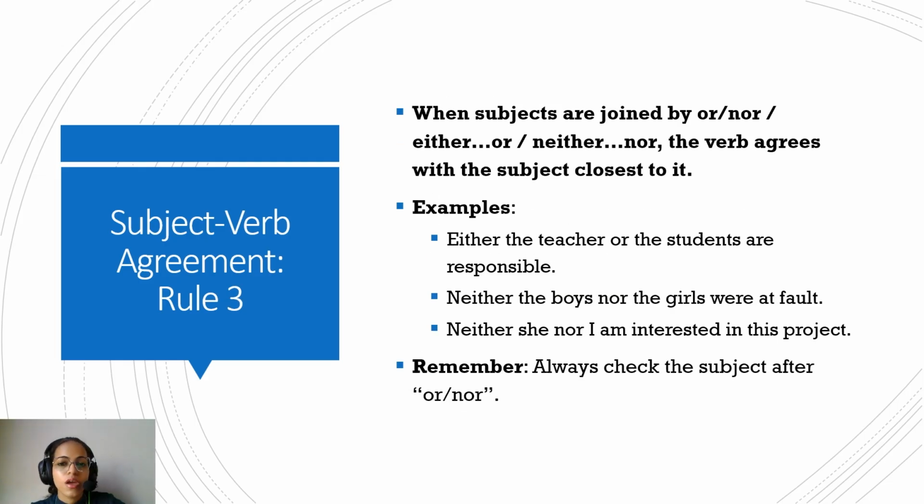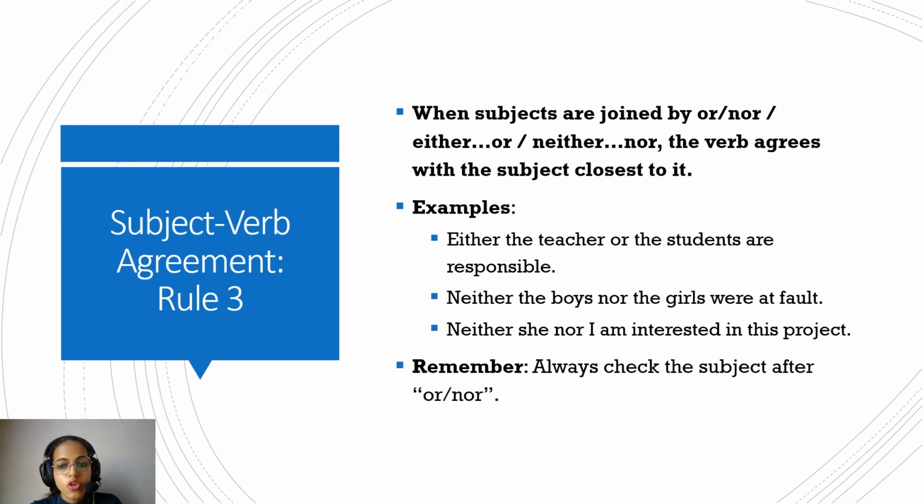Now, rule 3. When subjects are joined by or, nor, either or, neither nor, the verb agrees with the subject closest to it. So either the teacher or the students are responsible. So the verb are will agree with the subject that is closest, that is students. So students is in plural, so we will use the plural verb, that is are.